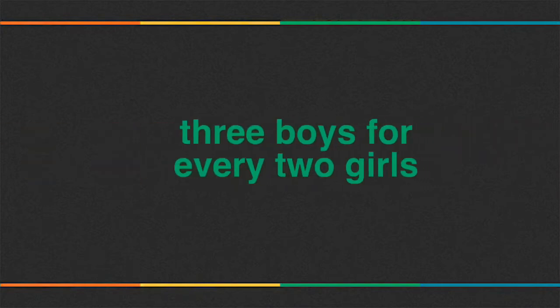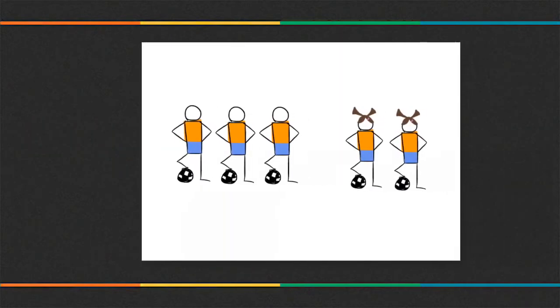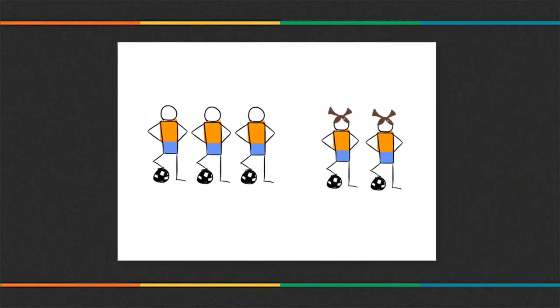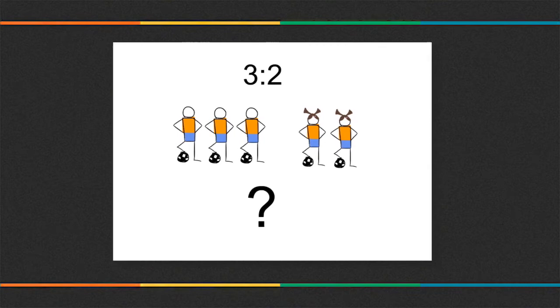But what if the ratio was different? What if it was 3 boys to every 2 girls? Would that change our team? 3 boys to every 2 girls? Of course. For every 3 boys now, we need to have 2 girls. So what other combinations could we come up with to make this team have a ratio of 3 boys to every 2 girls?